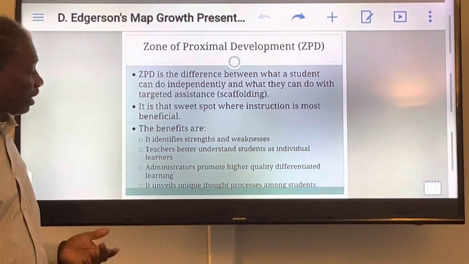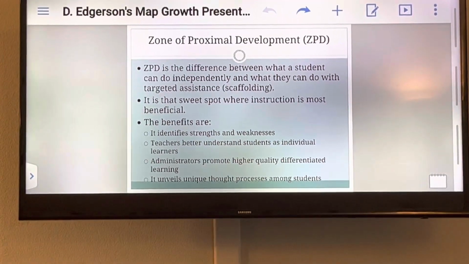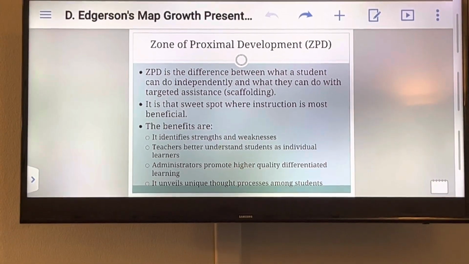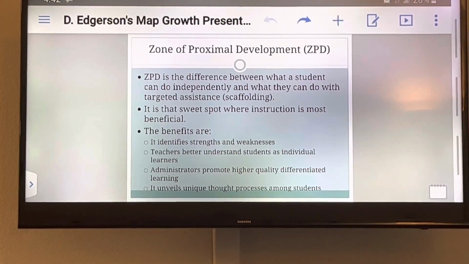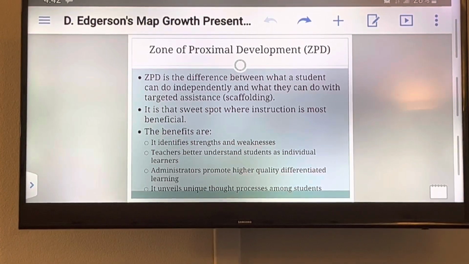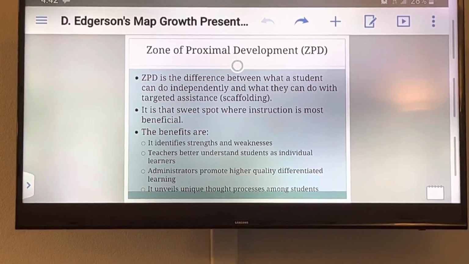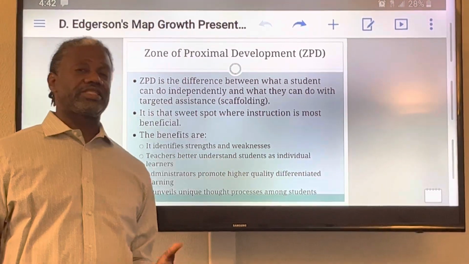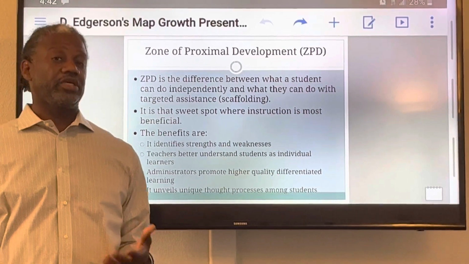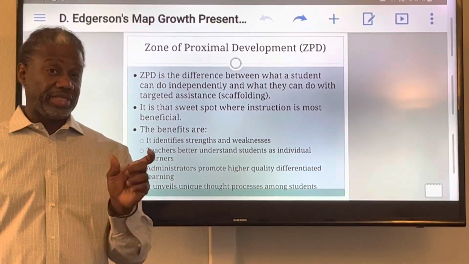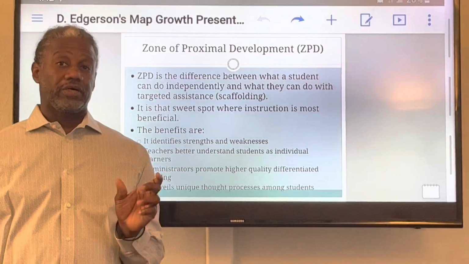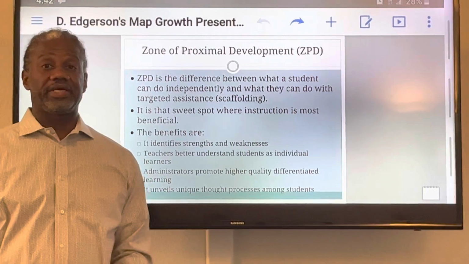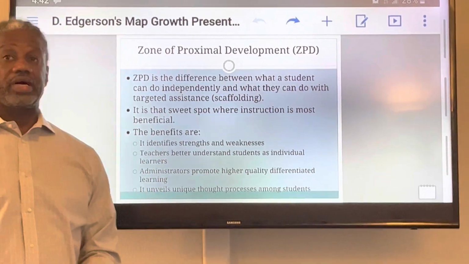And in that sweet spot, the benefits that are included are it identifies strengths and weaknesses of students. Teachers are better able to understand their students as individual learners. Administrators can promote higher quality, differentiated learning, and it unveils unique thought processes among students that would not otherwise be revealed. So that ZPD, or zone of proximal development, is a very important concept that NWEA uses in its assessment toolbox.